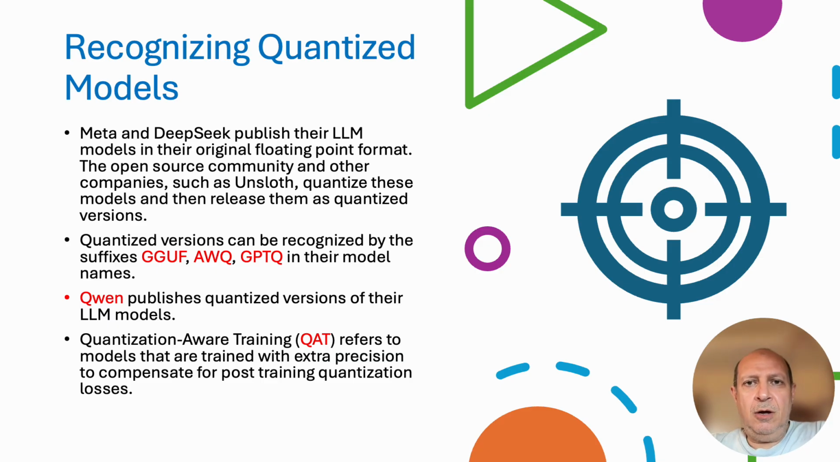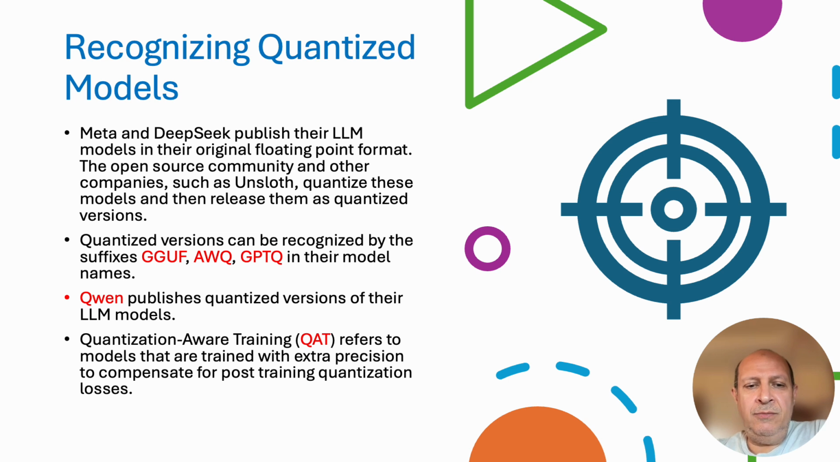We can't expect all models to be quantized, especially those models running on the cloud. For example, Meta and DeepSeek published their large language models in their original floating point format. The open source community, however, and other companies such as Unsloth quantize these models and then release them as quantized versions. We can easily recognize the quantized versions by the suffixes in their names.